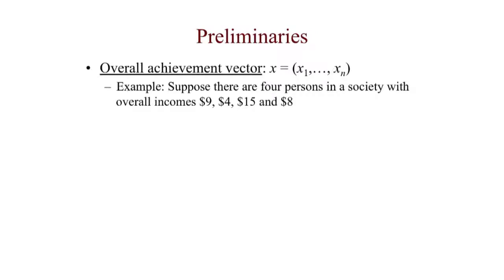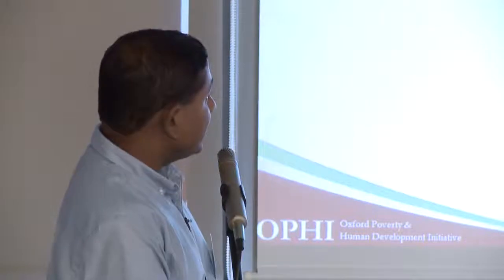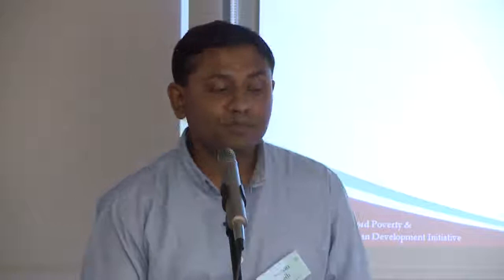The overall achievement vector: we have the achievement for each of the n persons, 1, 2, 3, 4 up to n, and the total achievements of these n people are summarized just by this vector called small x. So capital X denotes the entire matrix where you have the information of each person in different dimensions or variables, and the small x here is just a vector of n overall achievements.